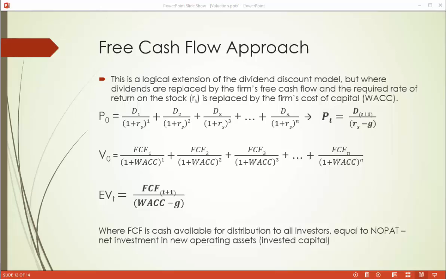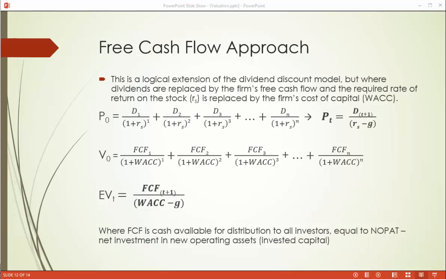So free cash flow is defined as the cash available for distribution to investors, and that would be both stockholders and bondholders or debt holders. And it's equal to NOPAT, the net operating profit after taxes. And then we're going to subtract from that number the net investment in new operating assets, another way of saying the new invested capital in the firm. So it's going to be two pieces. It'll be the investment in working capital and the investment in long-term assets.